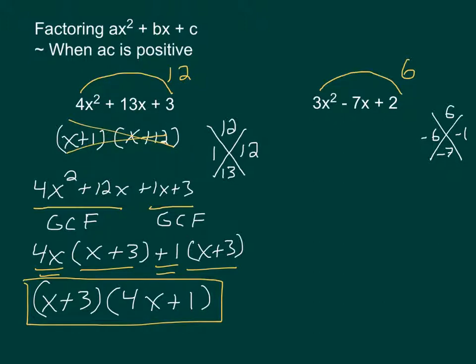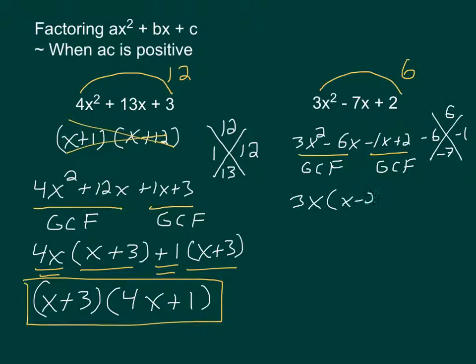And so now I'm just going to rewrite my negative 7x using the negative 6 and the negative 1. So that's 3x squared minus 6x minus 1x plus 2. Now we're going to look for GCFs. We're going to split it up into these two parts here. We're going to say here's the greatest common factor of this part. What's the greatest common factor of this part? 3x squared and 6x both share a 3, and they both share an x. So that'll leave behind an x minus 2.